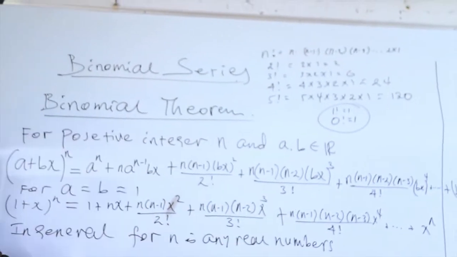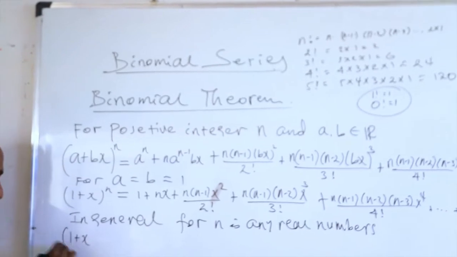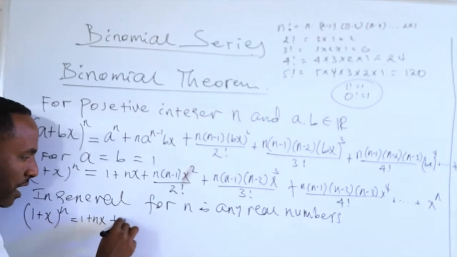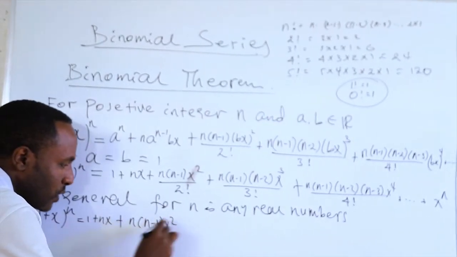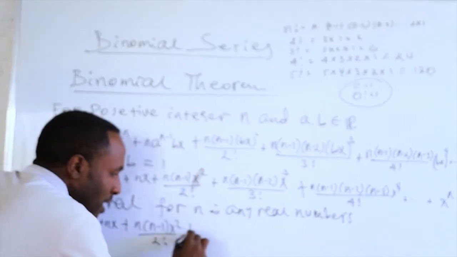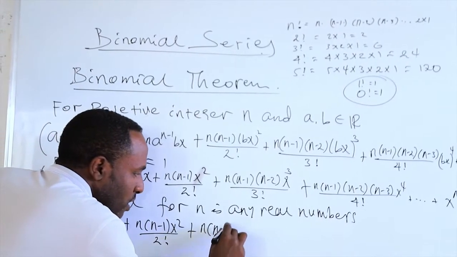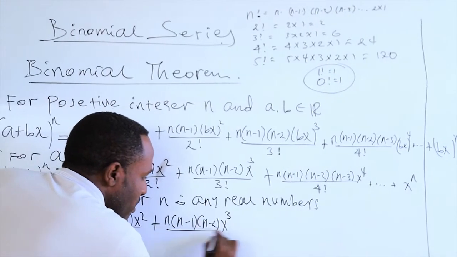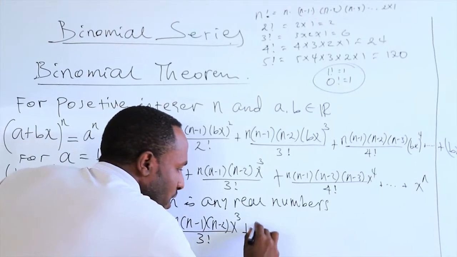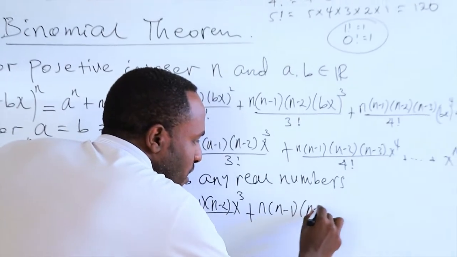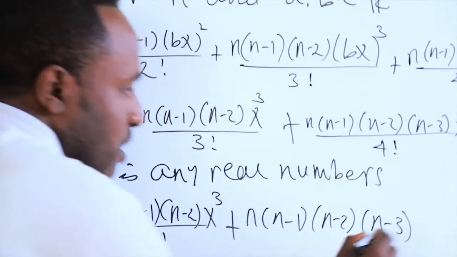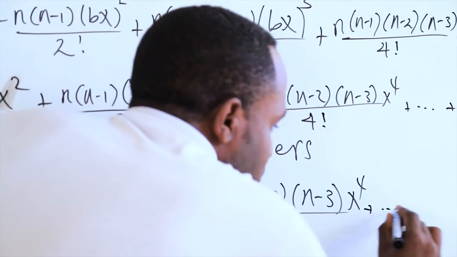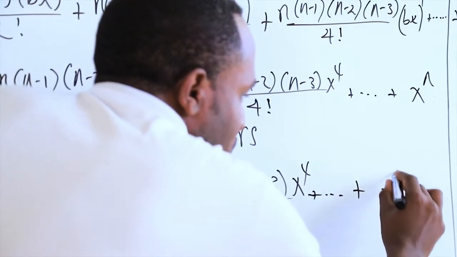That means the expression 1 plus x to the power of n is exactly equal to 1 plus nx plus n times (n minus 1) times x squared over 2 factorial plus n times (n minus 1) times (n minus 2) times x to the power of 3 over 3 factorial plus n times (n minus 1) times (n minus 2) times (n minus 3) times x to the power of 4 over 4 factorial, and so on up to x to the power of n.